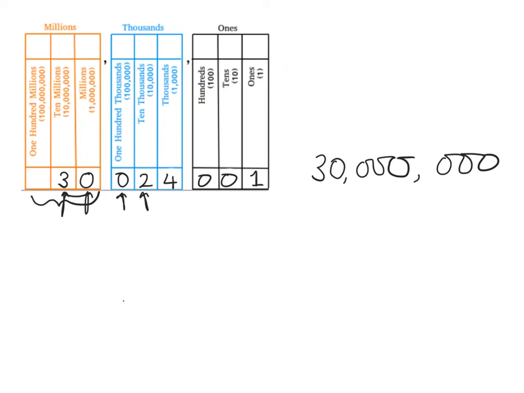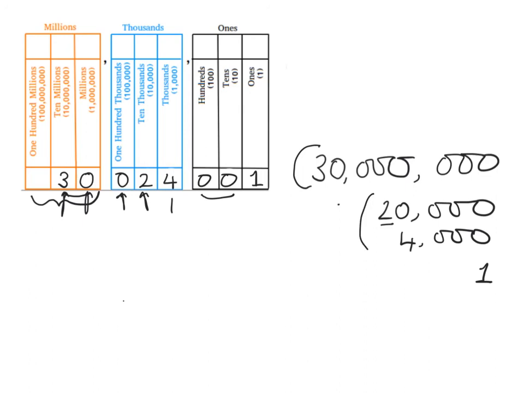But what we do have is 2 10,000s. So we have 20,000, 2 tens of thousands. We also have 4 single thousands. We have no hundreds, no tens, and we just have 1. So we've got 30 million, 24,000 and 1. 30 million, 24,000 and 1.